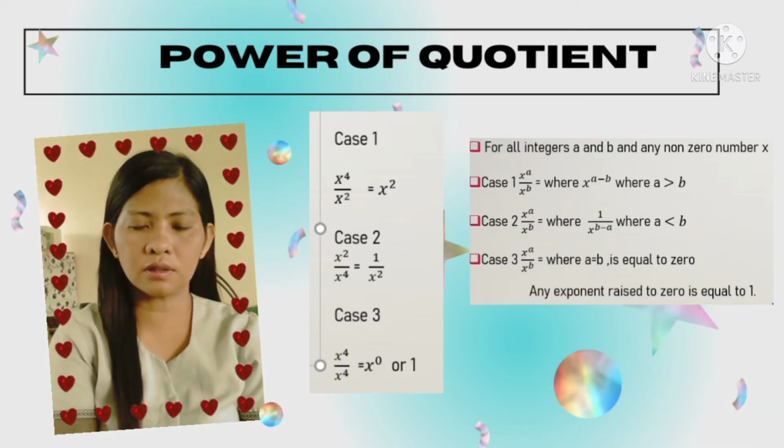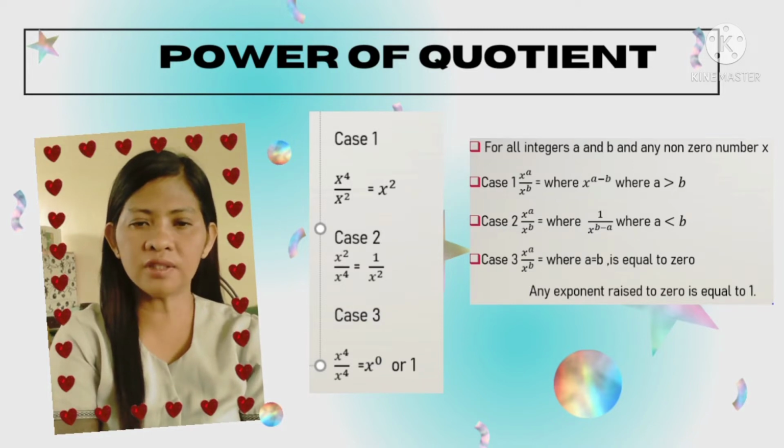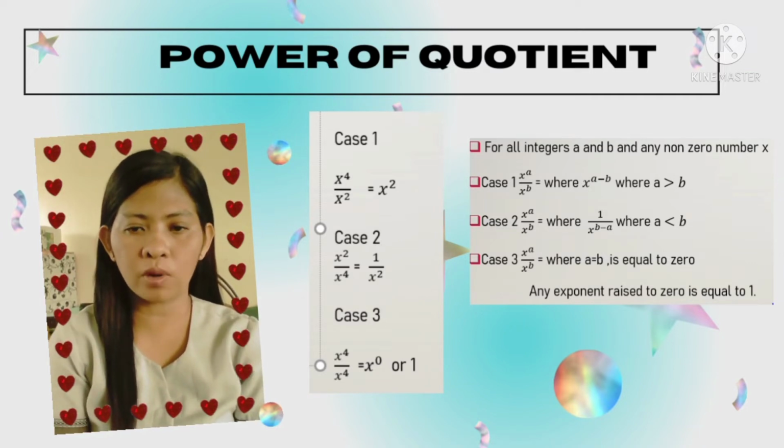The last law of exponent I will discuss to you is power of a quotient. Power of a quotient for all integers a and b in any non-zero number x. There are 3 cases of power of a quotient.